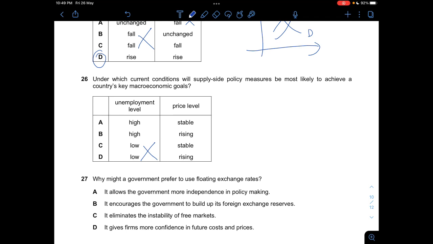So high unemployment levels and rising price levels. So the answer is B. Because when there's high unemployment and a rising price level, using supply-side policy measures, we can help to increase employment and produce more products, at the same time decreasing the price level. So this means that supply-side policy measures will work when we have high unemployment and rising price levels.